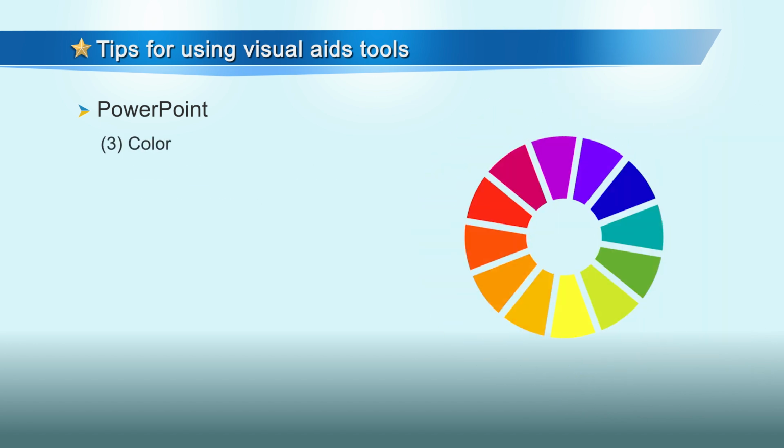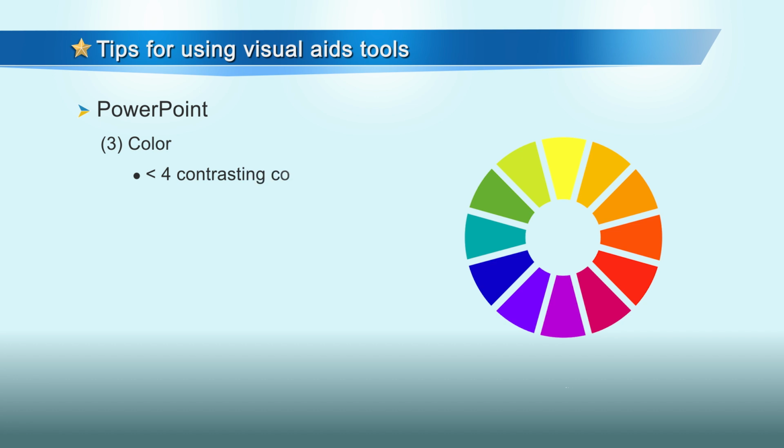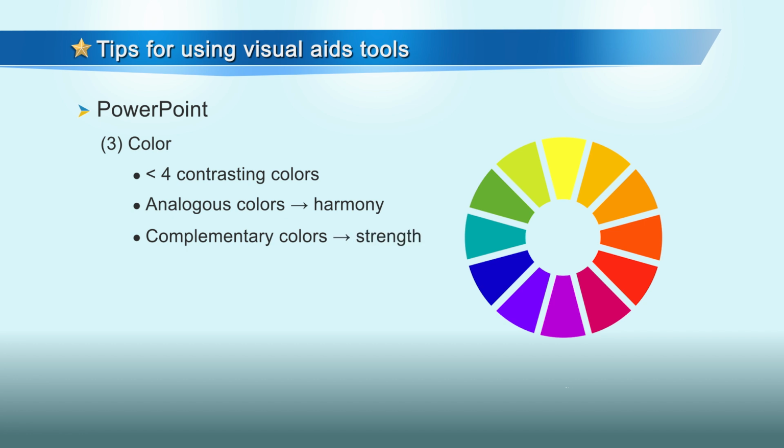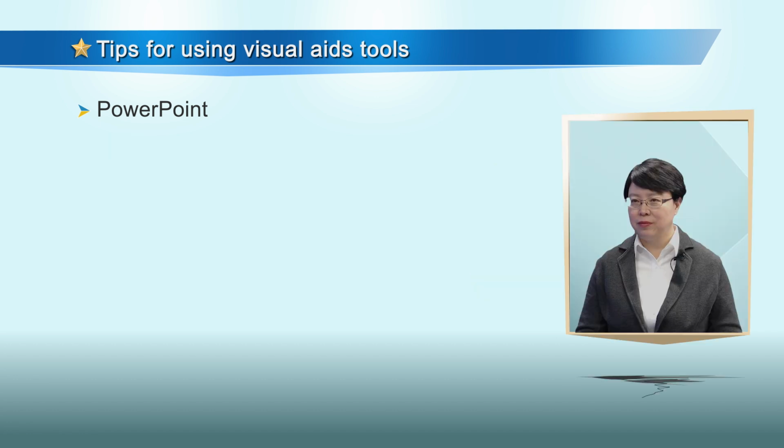Third, color. Do not use more than 4 contrasting colors. Analogous colors, which means colors that are next to each other on a color wheel, create harmony. Complementary colors increase visual strength, like red versus green, yellow versus violet, and blue versus orange.